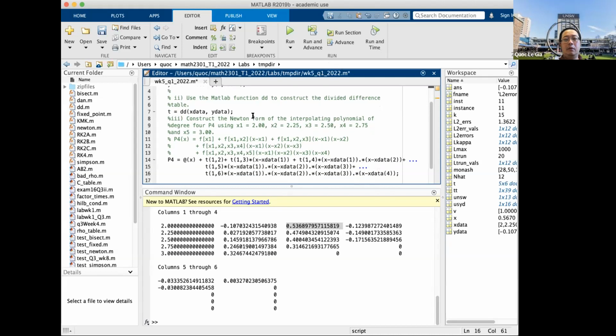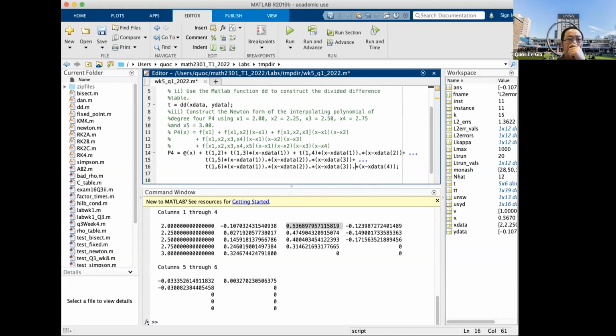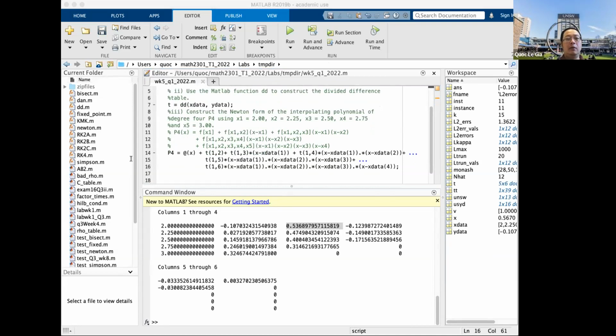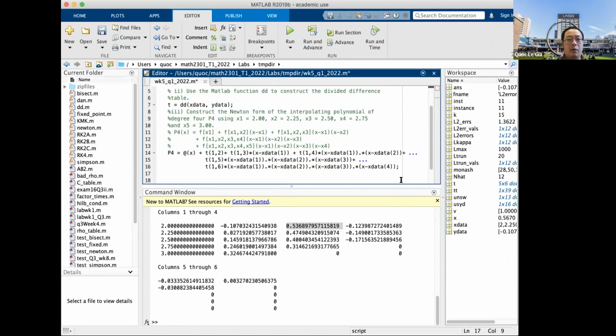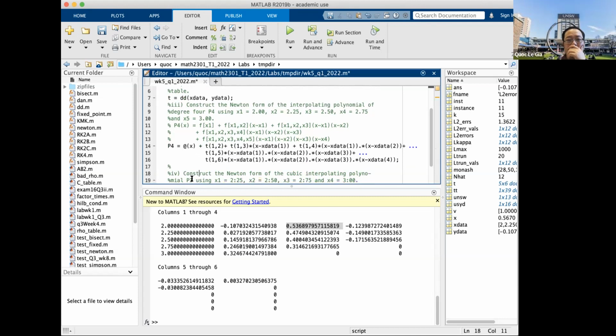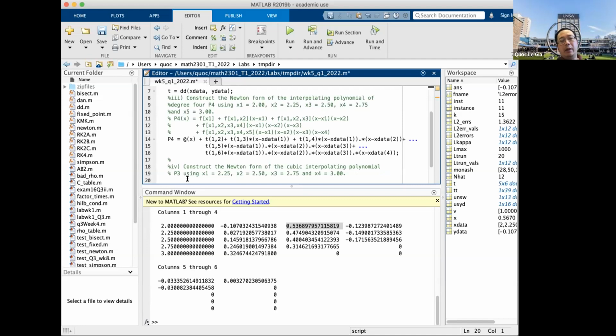So I assume that it's correct. We will check it later. But now they say to construct a Newton form for the cubic using the linear... Before you had degree four, but now it's degree five. And now x1 starts from 2.25, x2 is 2.5, x3 is 2.75, and x4 is 3. So now where do I get the coefficient?